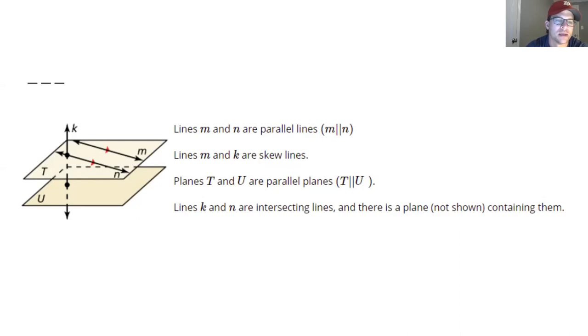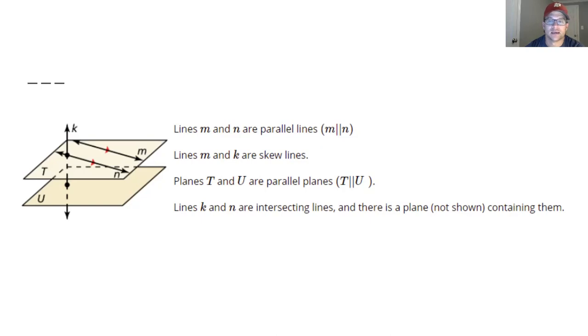You have lines M and N that are on the same plane and they are parallel to each other. Those red arrows on M and N help you indicate that they are parallel. Then the two vertical lines between them, right here, is the symbol for parallel. Then you have lines M and K that are skew. Notice how M is different than N. M is not touching K, and K is vertical, going up and down through those two planes. Those two lines are skew.